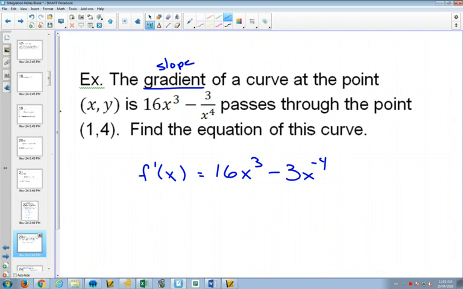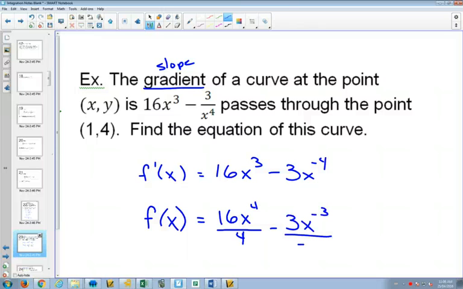And it tells us it passes through a certain point. So we're going to be able to do the same thing. We're going to be able to integrate. If this is our derivative, we can integrate, work backwards to find our actual function: add 1 to the exponent and divide by that value, add 1 to the exponent and divide by that value. And then we have to remember that there'd be plus c.